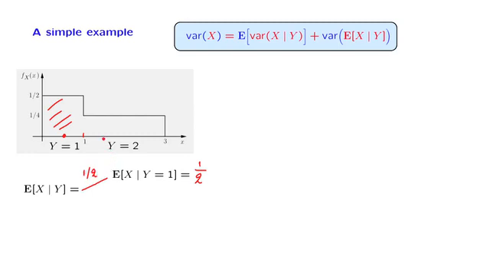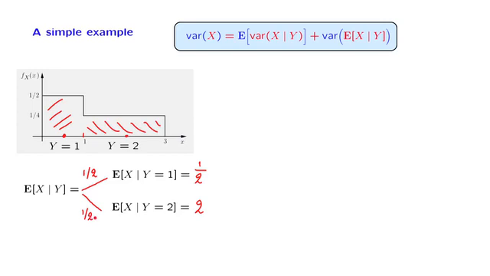The alternative scenario is that y happens to take the value of 2, in which case x lives in this interval. Given that x has fallen in this interval, the conditional expectation of x is the midpoint of this interval, and the midpoint of this interval is at 2. And this is an event that again happens with probability 1/2 because the area under the PDF in this region is equal to 1/2. So the conditional expectation is a random variable that takes these values with these probabilities.